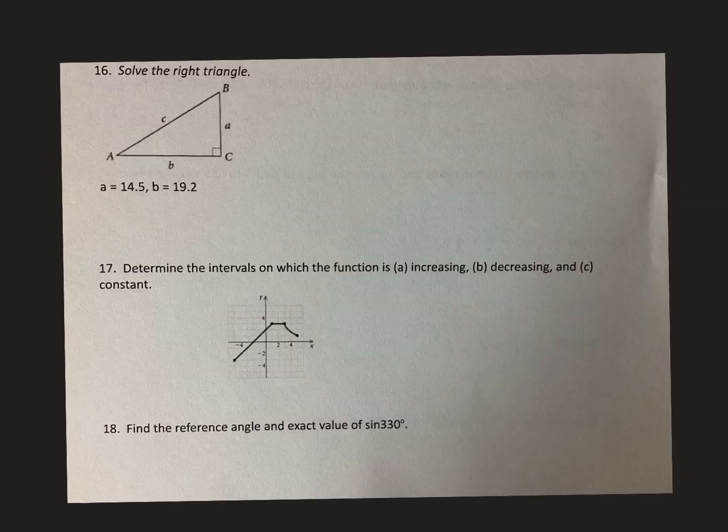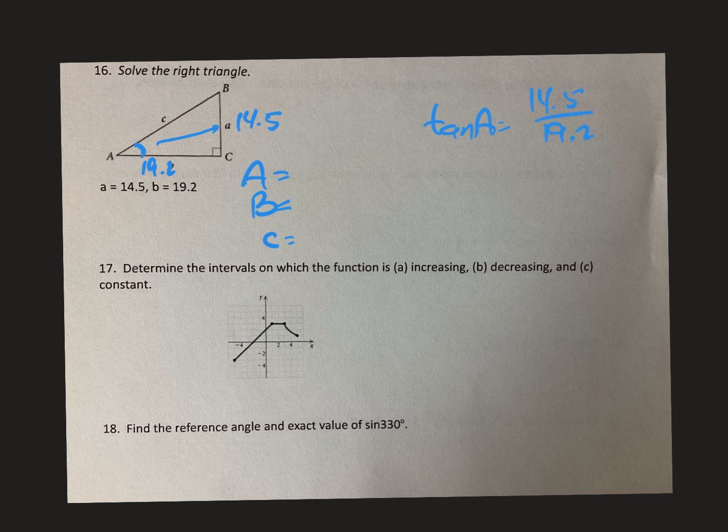16, solve the triangle. This is SOHCAHTOA. A is 14.5. B is 19.2. So I need to find big A, big B, meaning angle A, angle B, and side C. So I'm going to find angle A first. What they gave me is the opposite of A and also adjacent to A. So I'm going to do tangent of A is opposite over adjacent.